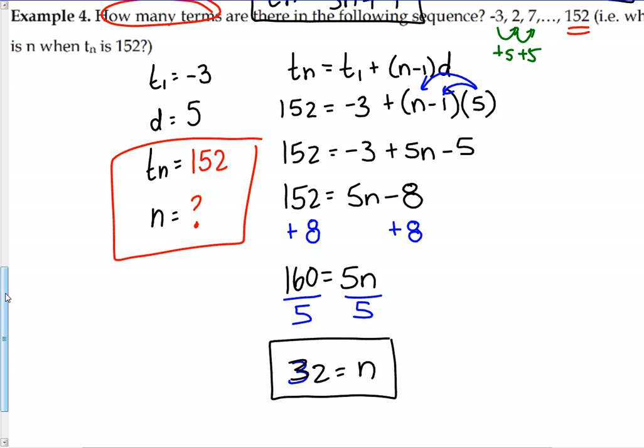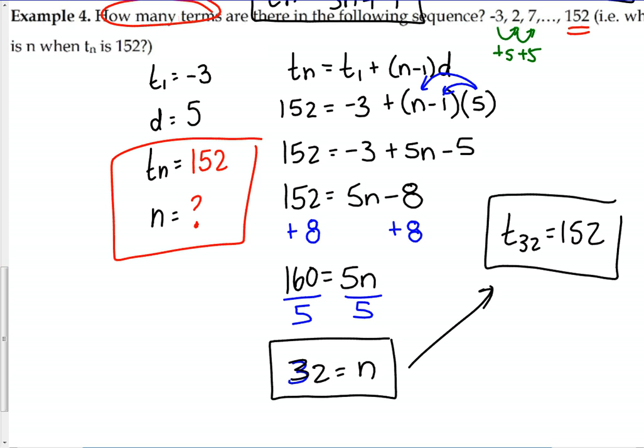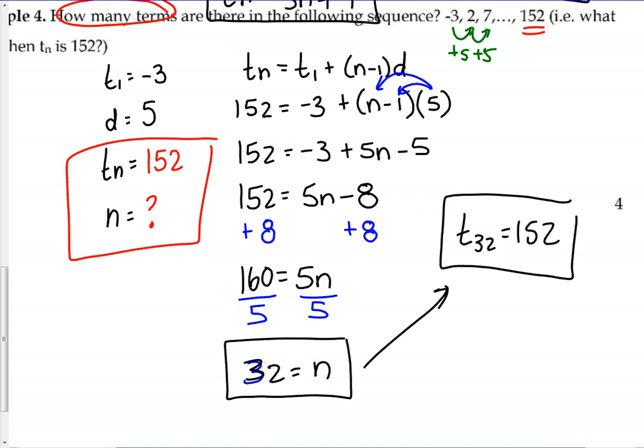Okay, so term 32 is 152. That's what that means. The 32nd term is 152. So we have 32 terms.